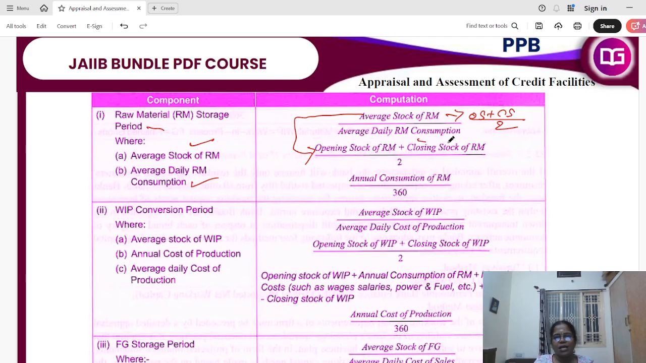Average daily raw material consumption is the annual consumption of raw material divided by 360 days. How many days? Saturdays and Sundays will be removed, or 5 public holidays will be removed out of 365 days, so 360 days should be considered for the calculation. Annual consumption of a raw material divided by 360, that is the average daily raw material consumption. So dividing by these two, we can get the raw material storage period.